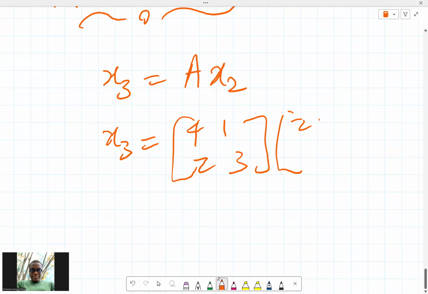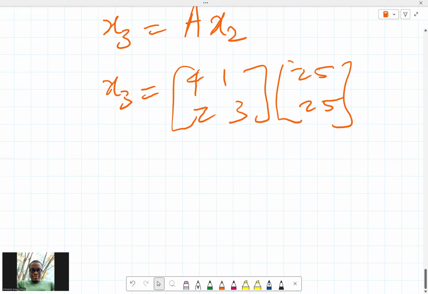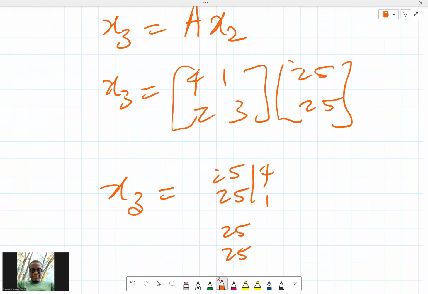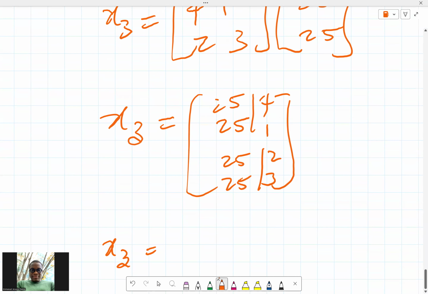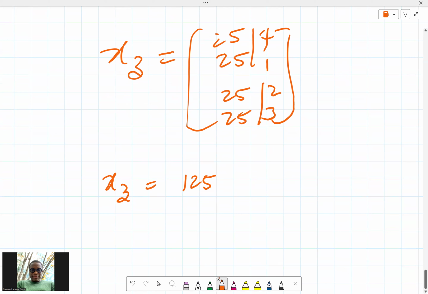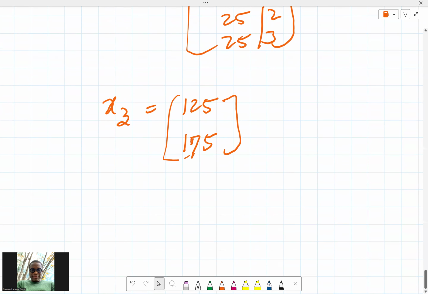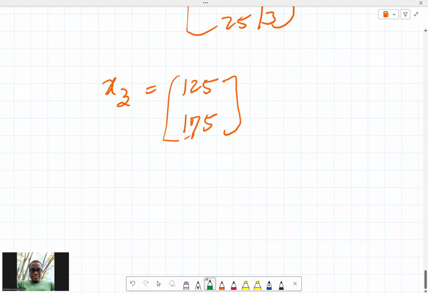The numbers are getting big now. 25, 25. Okay. So X3 is equal to, again, 4, 1, 2, 3 times 25, 25. So X3 now is equal to 25 times 4 is 100. This is 125 up here. Down here, 25 times 2 is 50. 25 times 3 is 75, so 125. So that is X3. So we can now get lambda 3. Lambda 3 now is approximately, or should I go black?